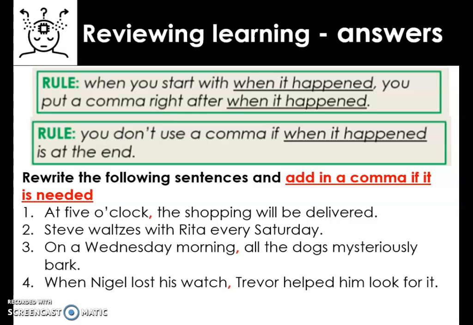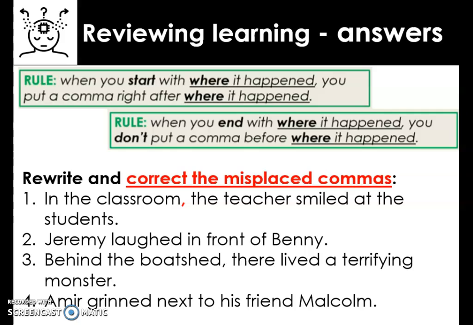Okay, moving on to the answers for where it happened. Okay, rewrite and correct the misplaced commas. So the commas should go as follows. Number 1, in the classroom, comma, the teacher smiled at the students, because that's the bit we started with where it happened. You need a comma after that moment. Jeremy laughed in front of Benny, didn't need a comma at all. Behind the boat shed, you remove the comma after behind, because that's not quite finishing where it happened. Behind the boat shed, comma, there lived a terrifying monster. You kept that one in after boat shed. Number 4, doesn't need a comma. Amir grinned next to his friend Malcolm.